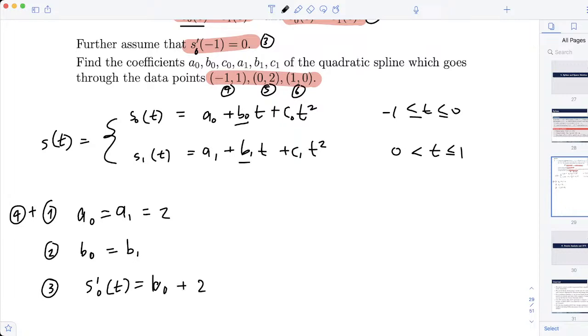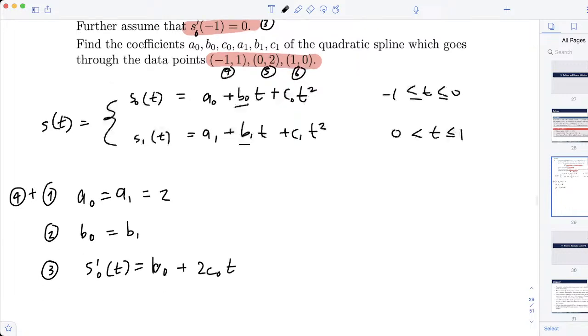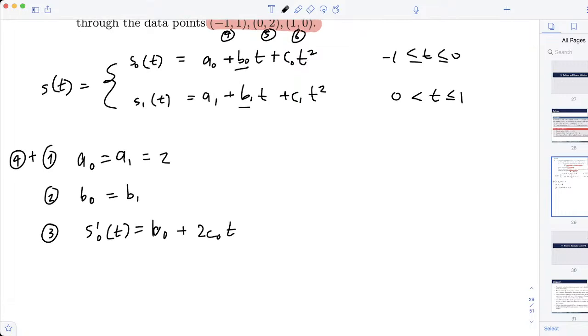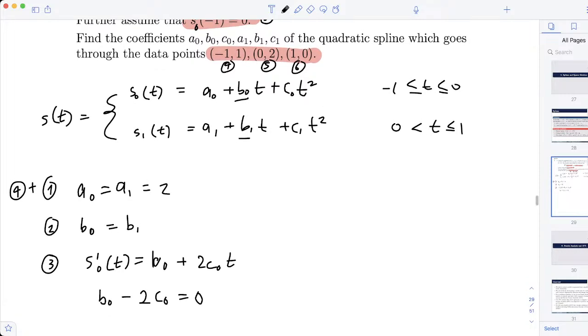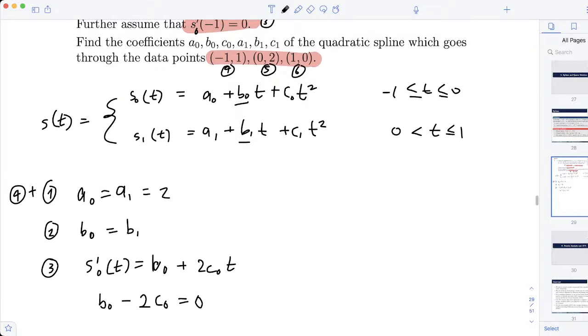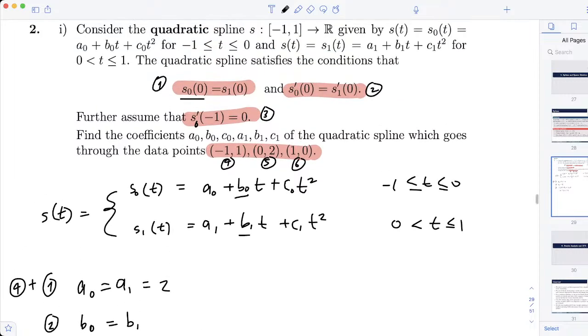B0 plus 2C0T. And then if you evaluate that at -1 and set it equal to 0, that's just going to give you the condition B0 minus 2C0 is equal to 0, right? So that's all we get from the third condition. Which one have we not used so far? We haven't used our fifth condition.